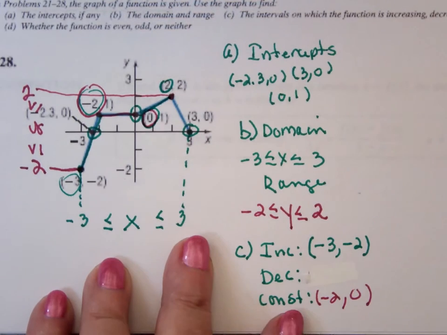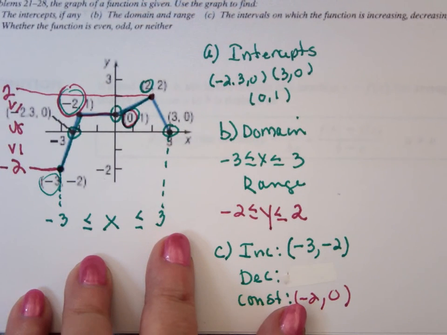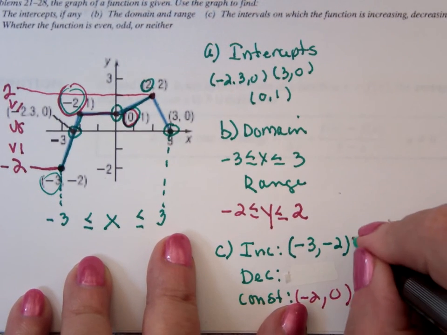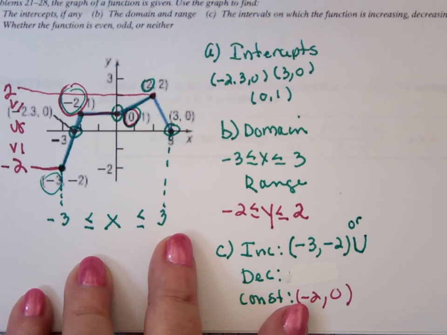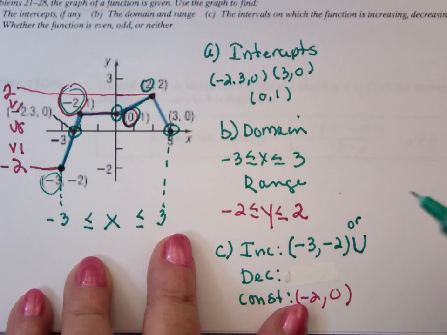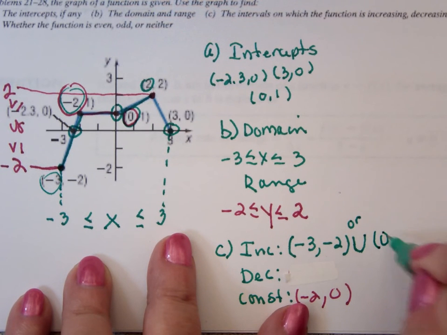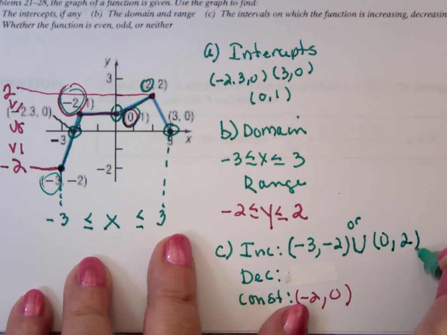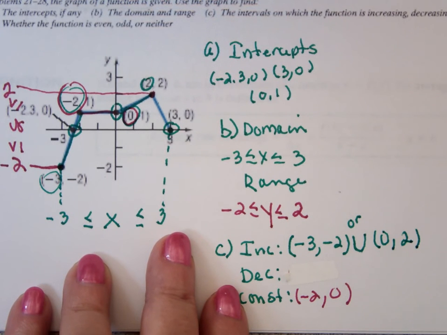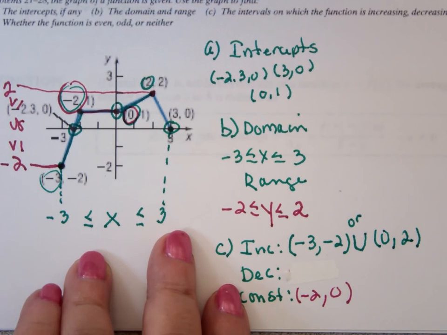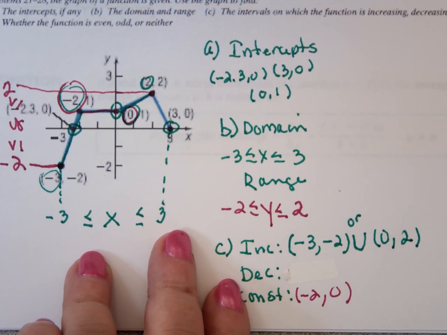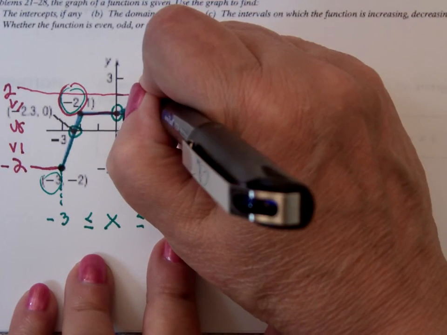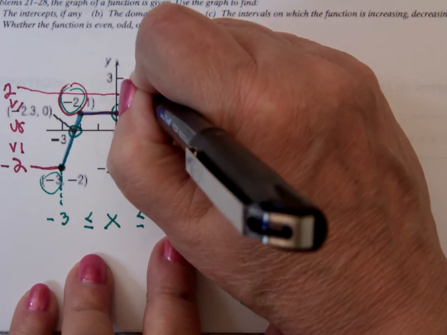Now, what we normally do when we write this is we put a U. This means or. It's union, it's set notation. And then it says 0 to 2. And then it's going to decrease between 2 and 3.